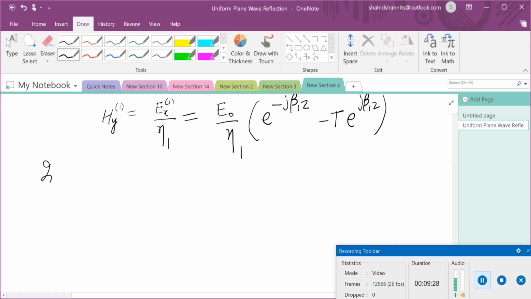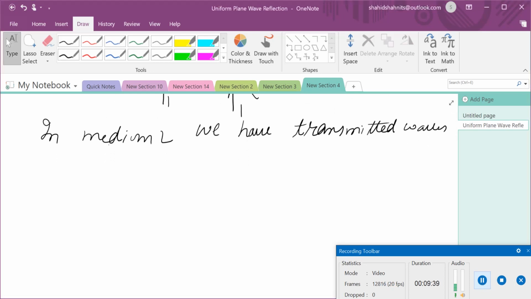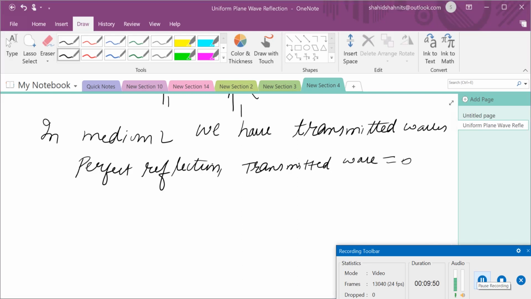Now let's go to medium 2. In medium 2 there are only transmitted waves. So how will we denote that? Suppose there is a perfect reflection, like a mirror. So what will be the reflected wave? That will be 0. Similarly, suppose a glass wherein there is no reflection at all. So the transmitted wave will be exactly the incident wave. So we have here one more coefficient, like we had a reflection coefficient. We have something called the transmission coefficient.